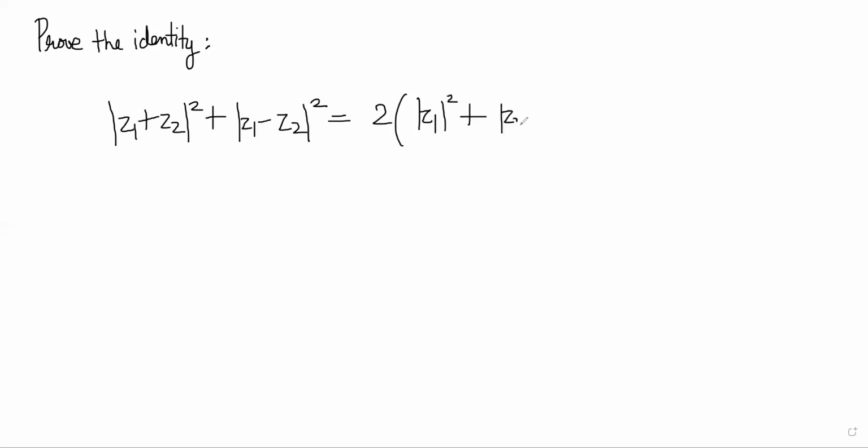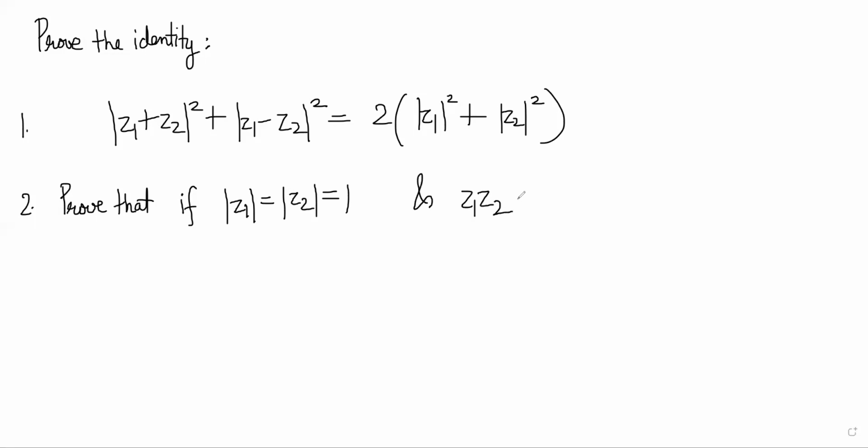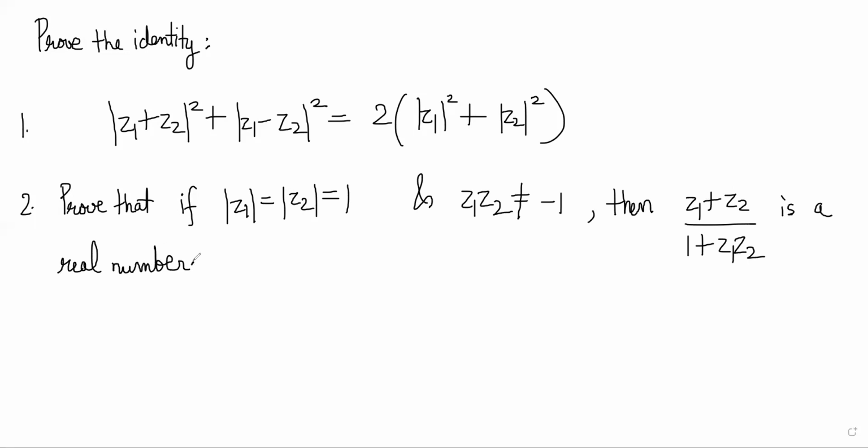So for example, prove the identity: mod of z1 plus z2 whole square plus mod of z1 minus z2 whole square is equal to 2 times this plus this. This is the first one. Then prove that if mod z1 is equal to mod z2 is equal to 1 and z1 z2 is not equal to minus 1, then z1 plus z2 by 1 plus z1 z2 is a real number. Okay, so try these two questions first. Try these two. You have 5 minutes.